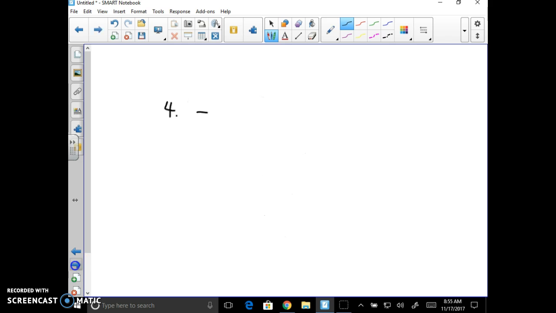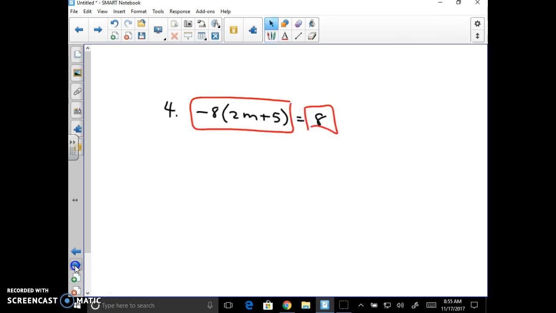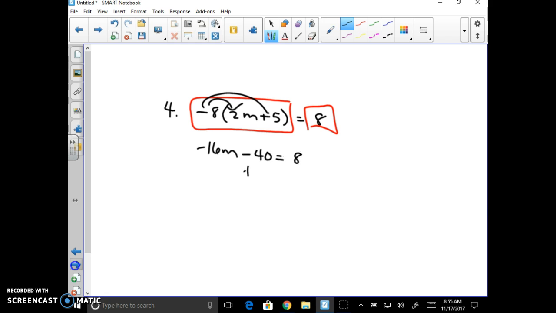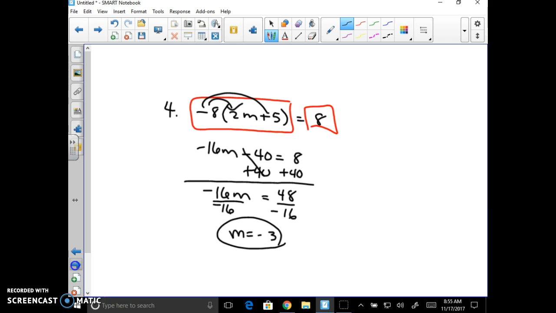Number 4. Box both sides. We have distributive property. Negative 16m. Negative 40 equals 8. Add 40. Add 40. Negative 16m equals 48. Divide both sides by negative 16. And m equals negative 3. Make sure you do your check.